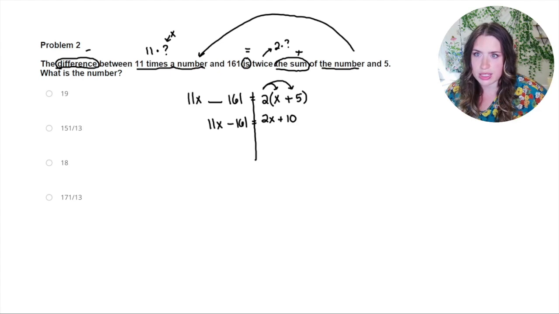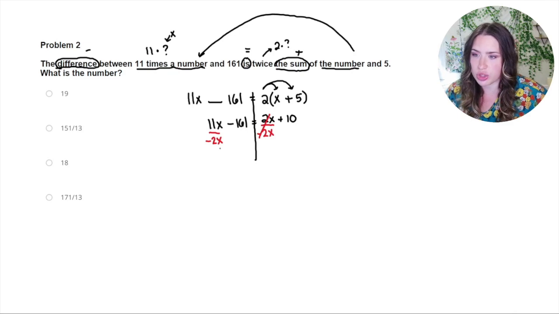Now you may notice that we have an x over here and an x over here, and we want to fix that. We want to get them combined on the same side of the equation. Since they're both positive terms, I'm going to have to subtract. I'd rather subtract the smaller one so that my term stays positive. So I'm going to minus 2x from both sides of the equation. Those ones are going to cancel for me.